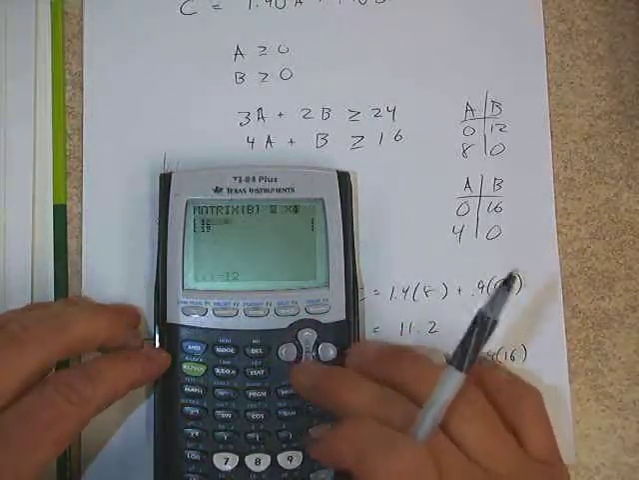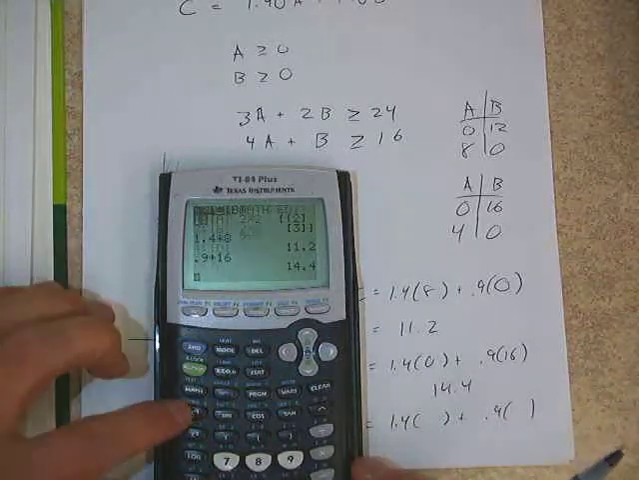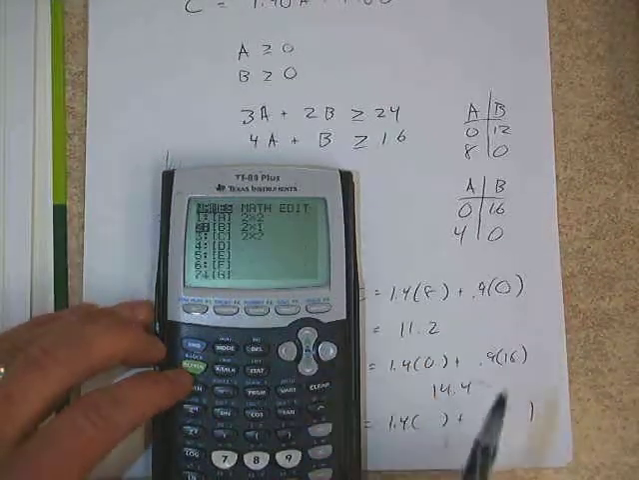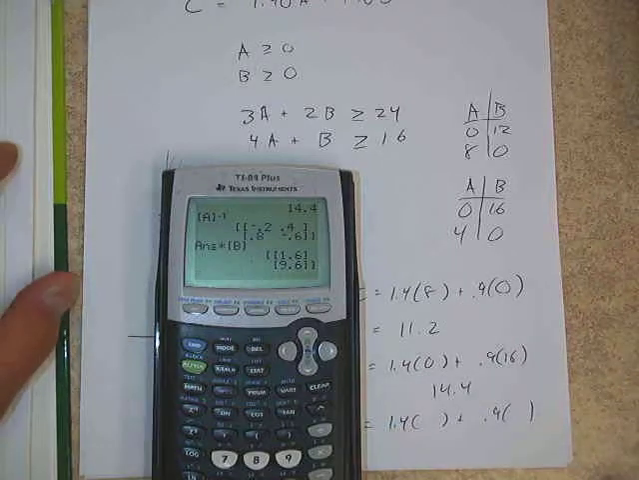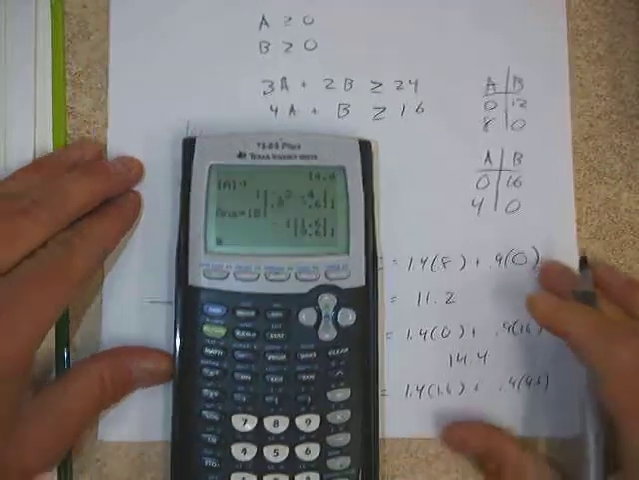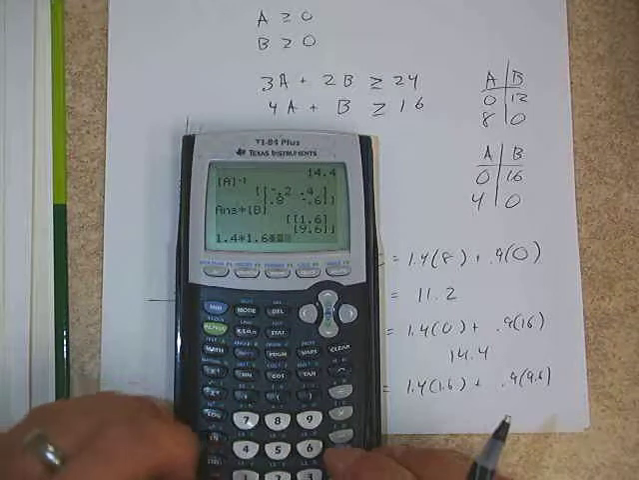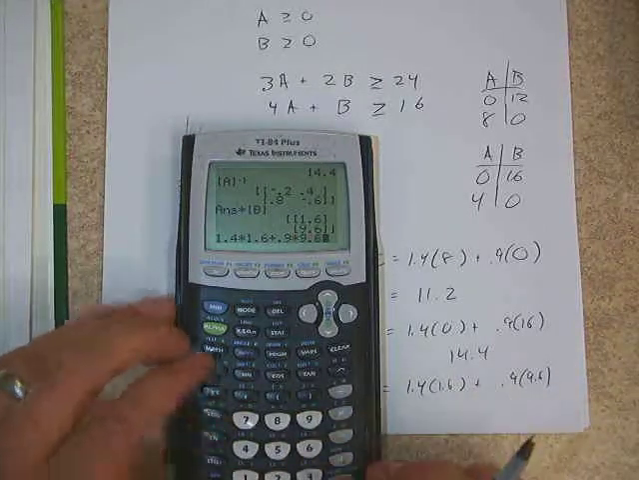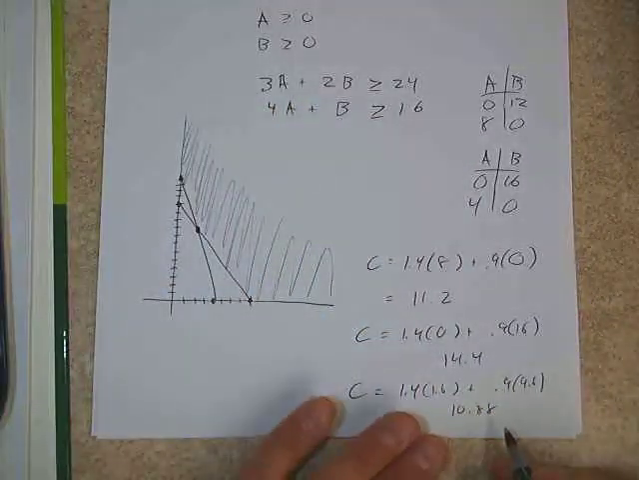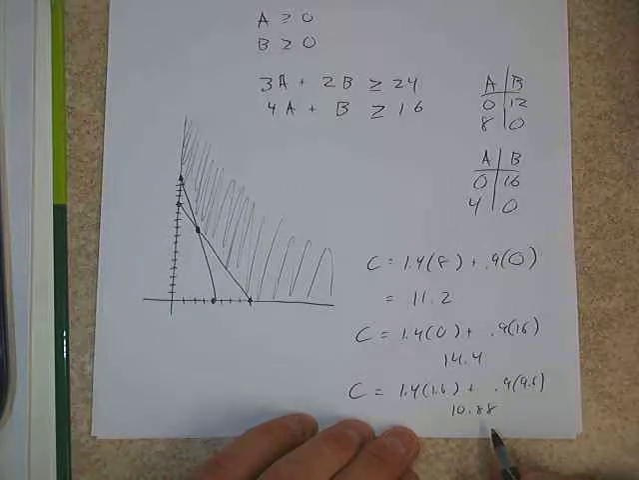So I'm going to edit my matrix 3 and 2 and 4 and 1. And 24 and 16. I'm going to do matrix A inverse times matrix B. Turns out to be 1.6 and 9.6. So if I do the math on that, 1.4 times 1.6 plus 0.9 times 9.6, we get 10.88.